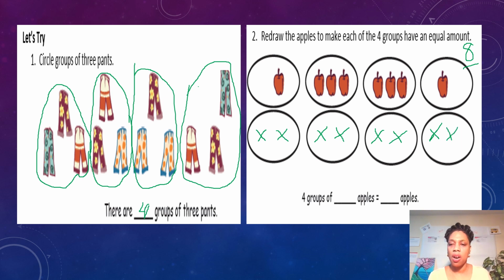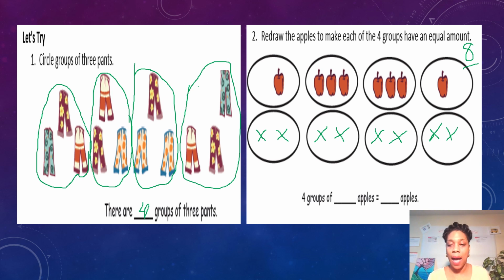Now let me see. Are these groups even? Wow, they are, because they all have the same amount in them. So when we say equal or even, it has to have the same amount. So I have 4 groups here, and in each group I have 1, 2. In this group I have 1, 2. In this group I have 1, 2. In this group I have 1, 2. So I have 2 apples in each group.